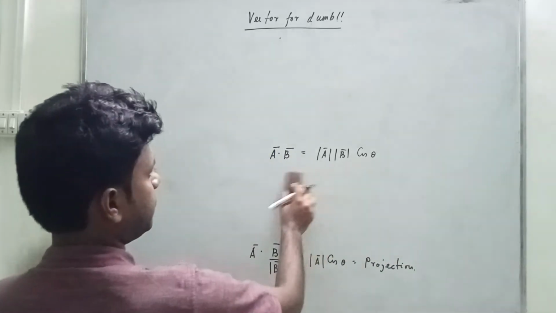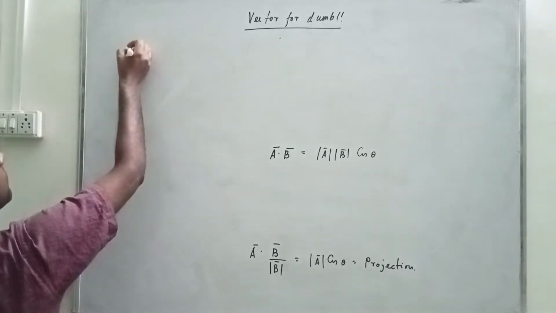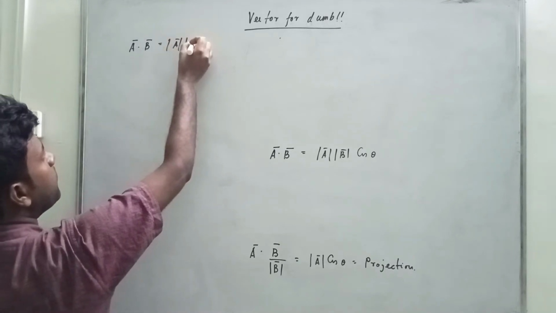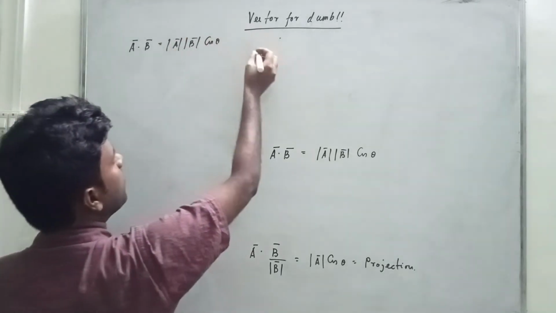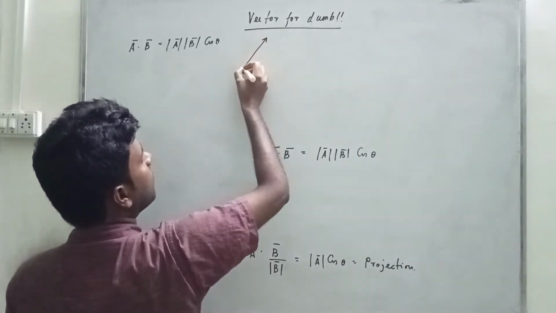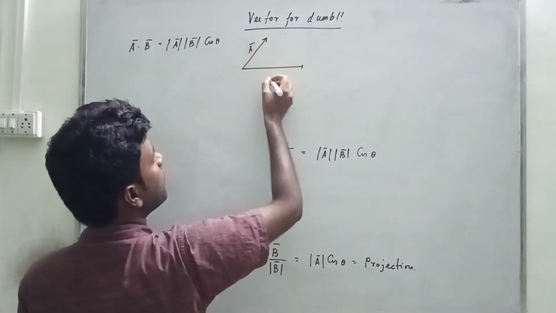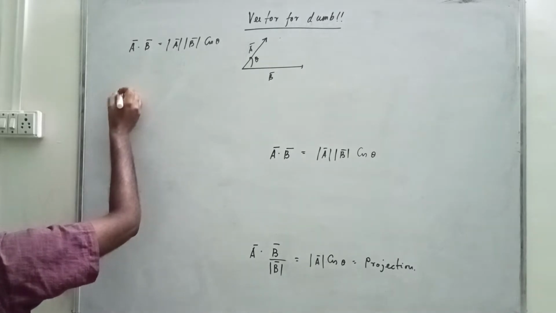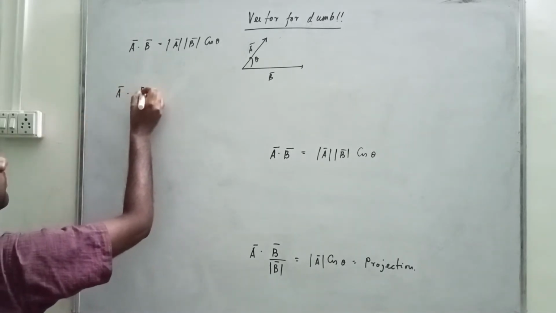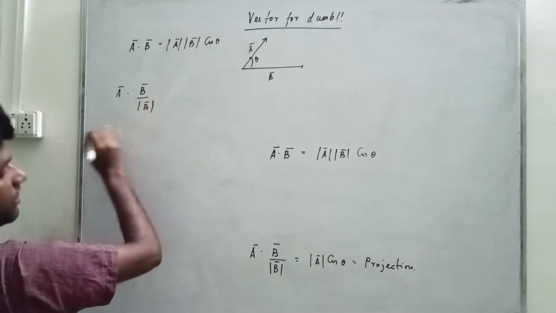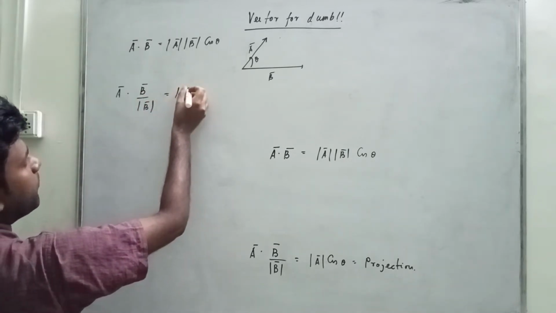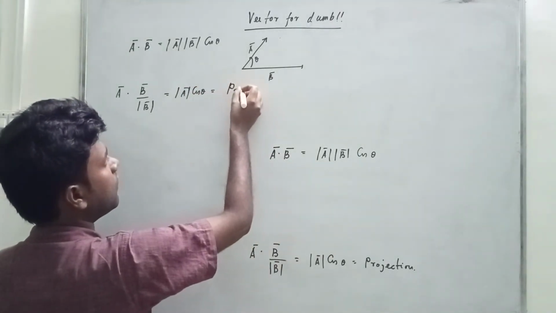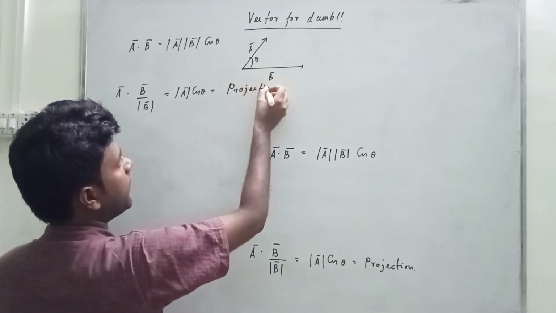So if A dot B is the magnitude of A times the magnitude of B times cos theta, in the figure it is A, it is B, and the angle is theta. And another finding here: A dot B divided by the magnitude of B is actually the modulus of A times cos theta, that is the length of the shadow or projection of vector A along B.